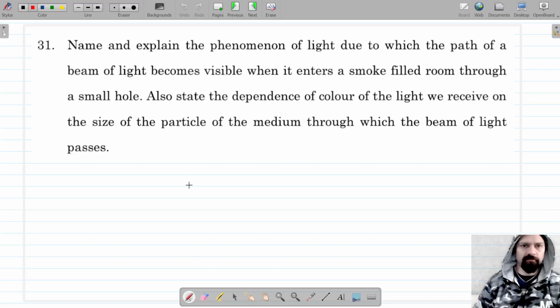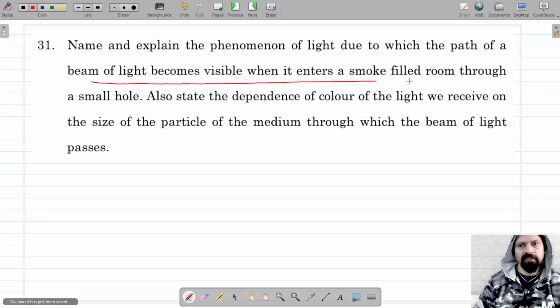Okay, for question number 31, we have to name and explain the phenomenon of light due to which the path of a beam of light becomes visible when it enters a smoke-filled room through a small hole.